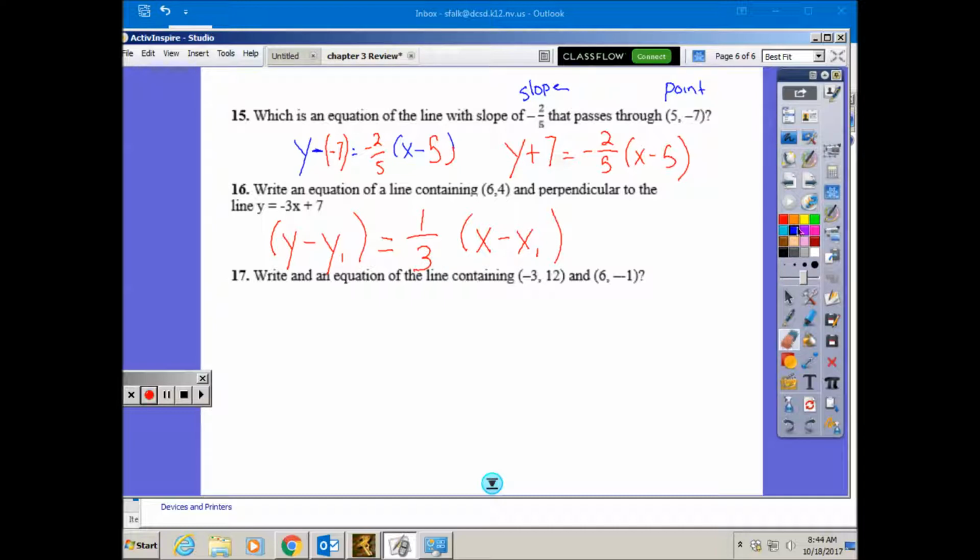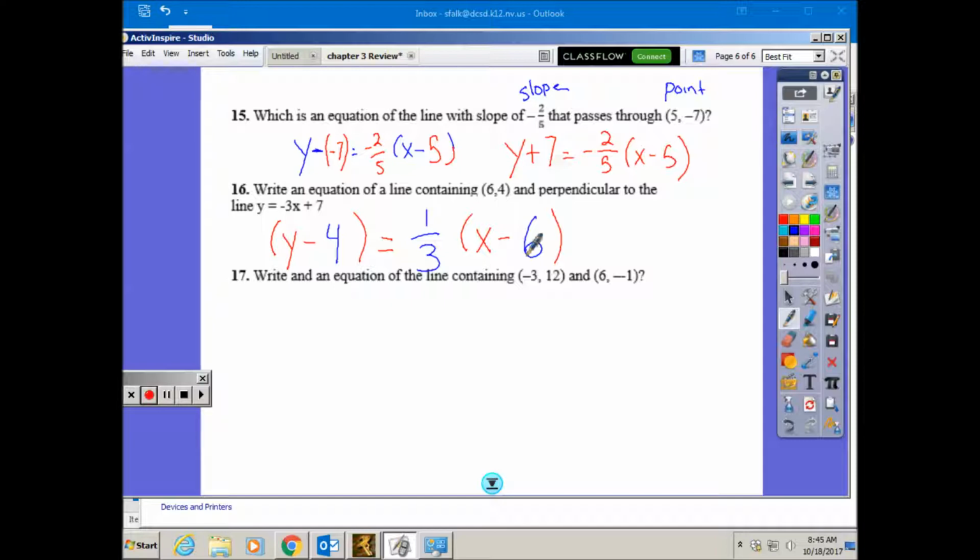And actually, I want to change the color when I substitute this in. And since this slope is negative, I want this slope to be positive. I'm going to erase out y1 and x1, and I'm going to substitute in the y value of the point and the x value of the point. So my answer is y minus 4 equals 1/3 (x minus 6). Even though the original is slope-intercept form and this is point-slope form, that's fine. I just had to write an equation.